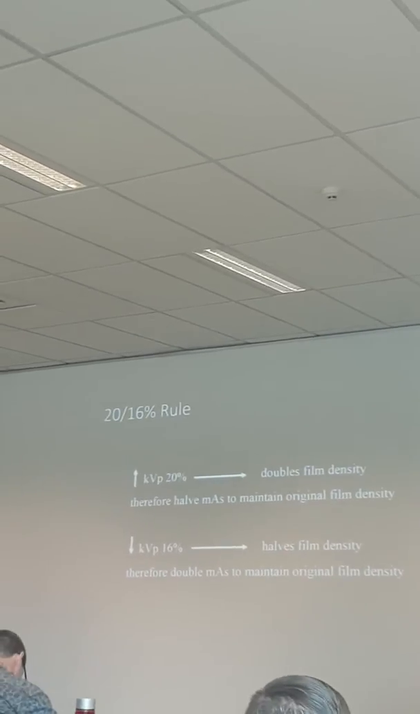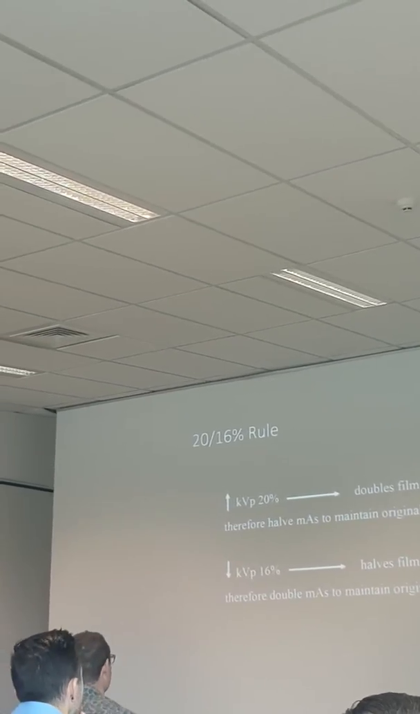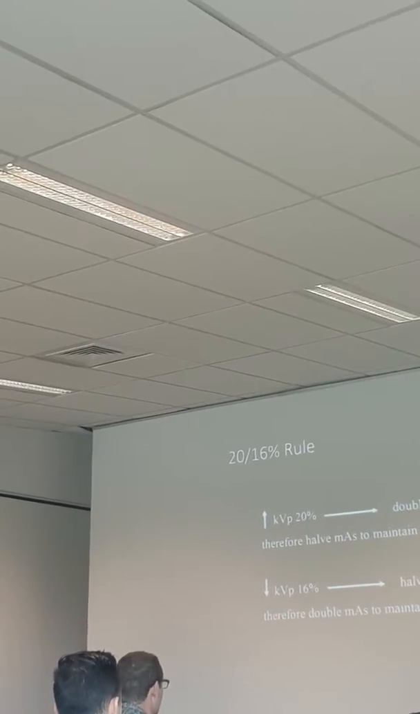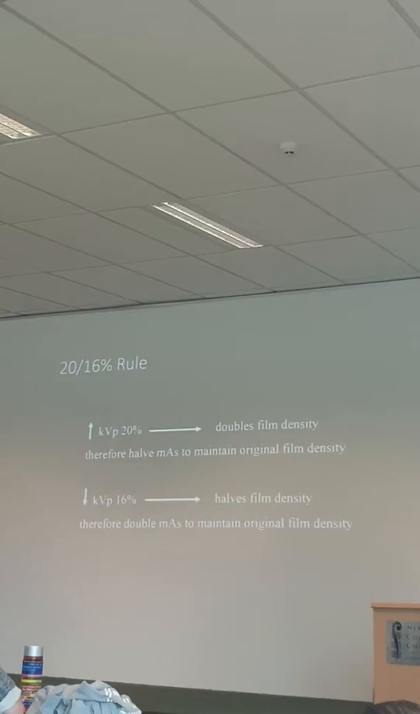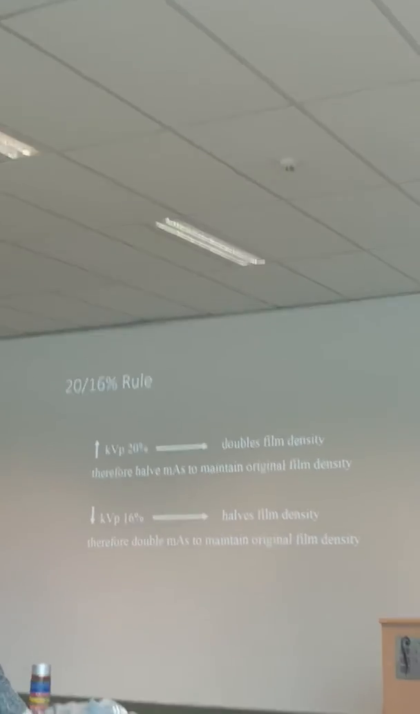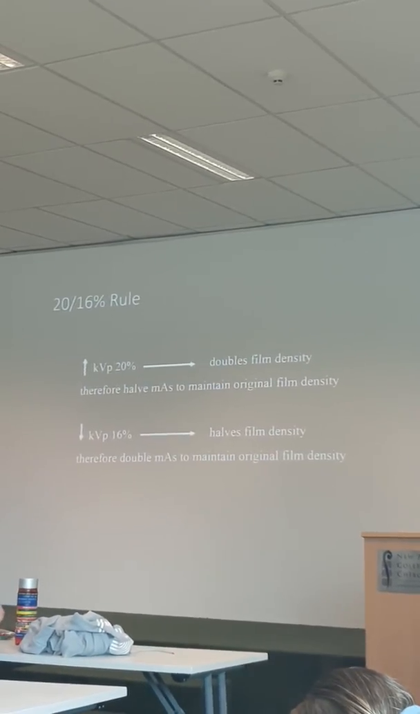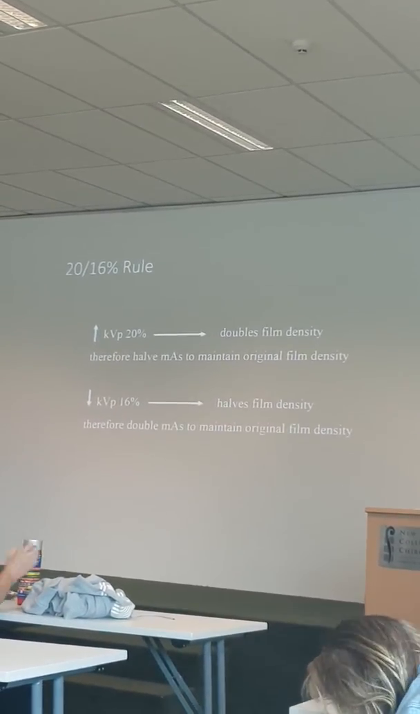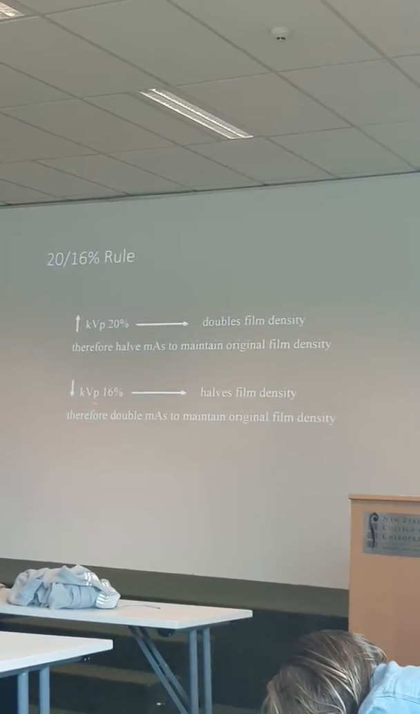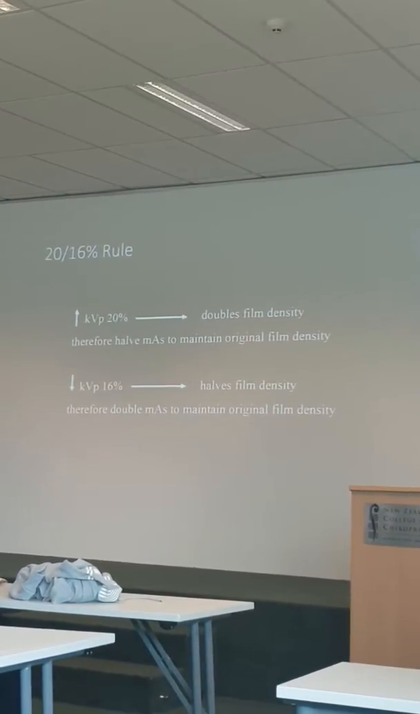Fairly straightforward. If you want to increase the contrast, you're going to decrease the kVp. If you're going to decrease the contrast, you're going to increase the kVp. So if you need to decrease the contrast, you increase the kVp by say 20%. You then realise that you need to maintain the same density, so you're going to have to halve the mAs. And vice versa, if you need to increase the contrast or get a more black and white image, you're going to decrease the kVp by about 16%. Then you're going to have to double the mAs to keep that same level of density.